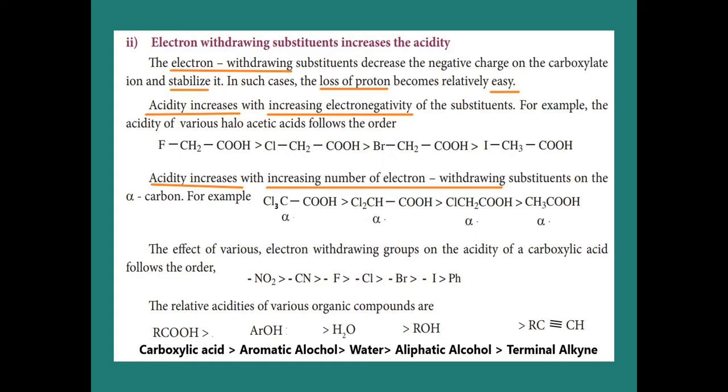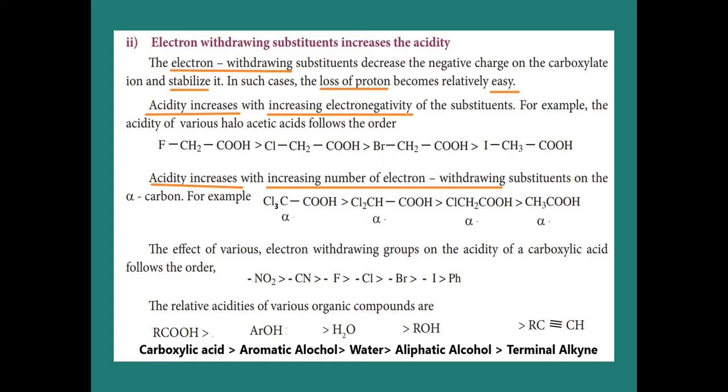And the acetic acid formula is CH3COOH. When one of the H is replaced by fluorine, it is called fluoroacetic acid, and chlorine replaced is chloroacetic acid. Bromine replaced is called bromoacetic acid, and iodoacetic acid. Among the four, which one is more acidic? Fluoroacetic acid is the most acidic because fluorine has more electronegative character than chlorine, bromine, iodine.